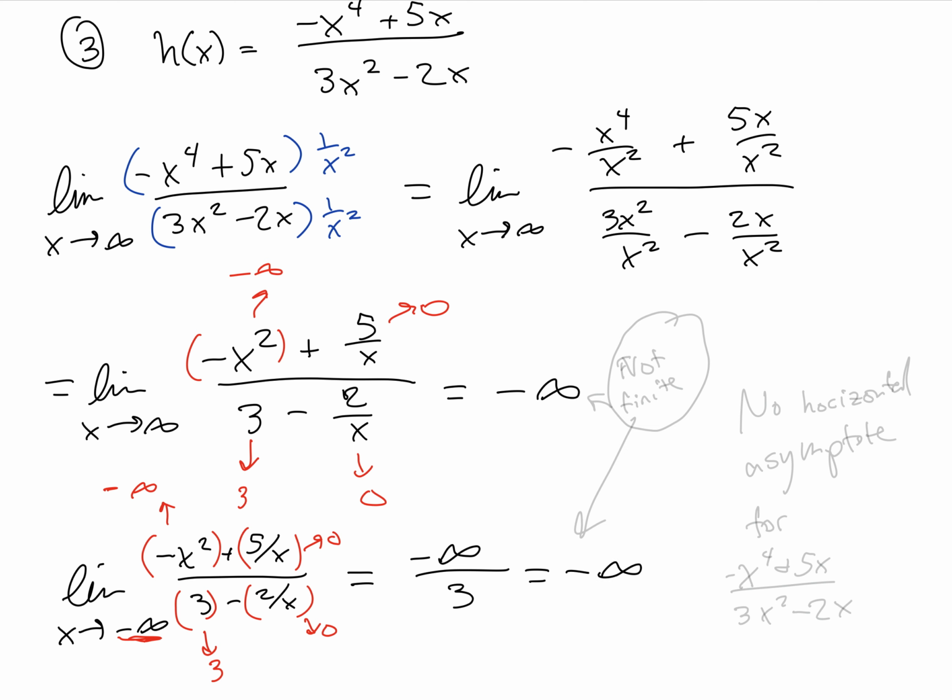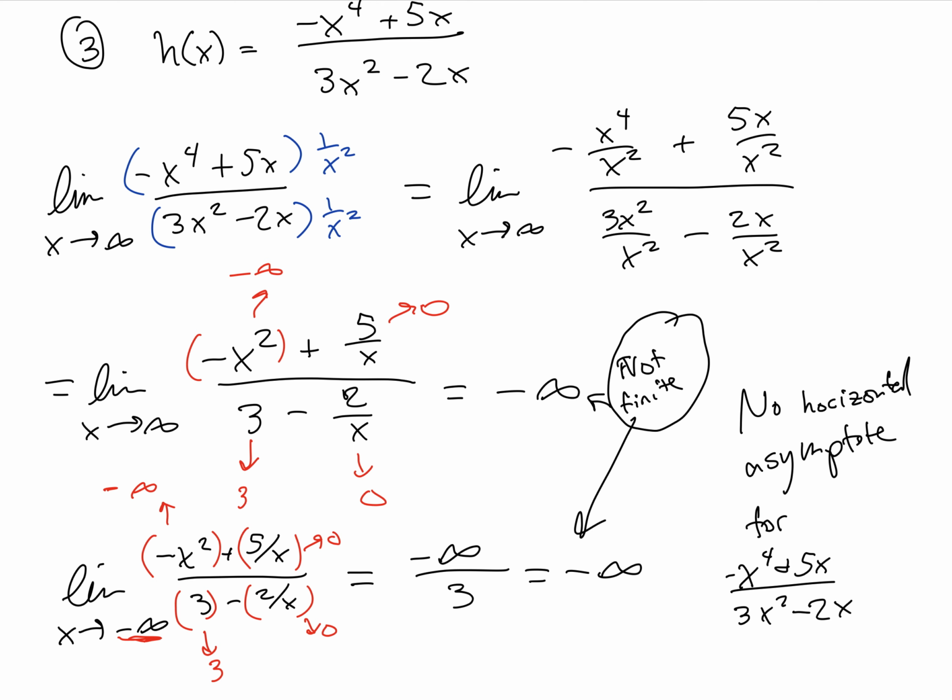So because the limit as x goes to infinity is not a finite number, neither the limit as x goes towards infinity nor the limit as x goes towards negative infinity is finite. That means that there is no horizontal asymptote for the function that we've just been talking about, for this function negative x to the fourth plus 5x divided by 3x squared minus 2x.